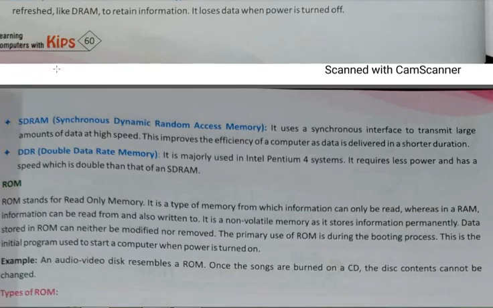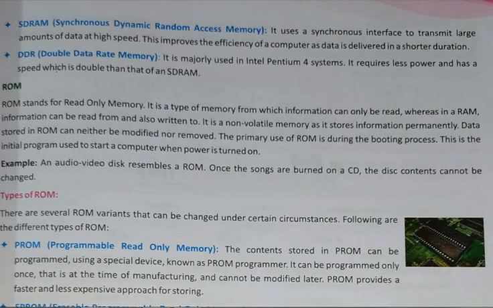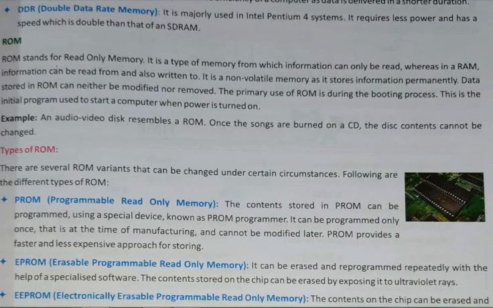Now ROM, which stands for read only memory. It is a type of memory from which information can only be read, where we are not able to write. For example, audio video discs, CDs: once the songs are burned and saved on a CD, it is not possible to copy, paste or delete some data from the CD, because CDs have read only memory.